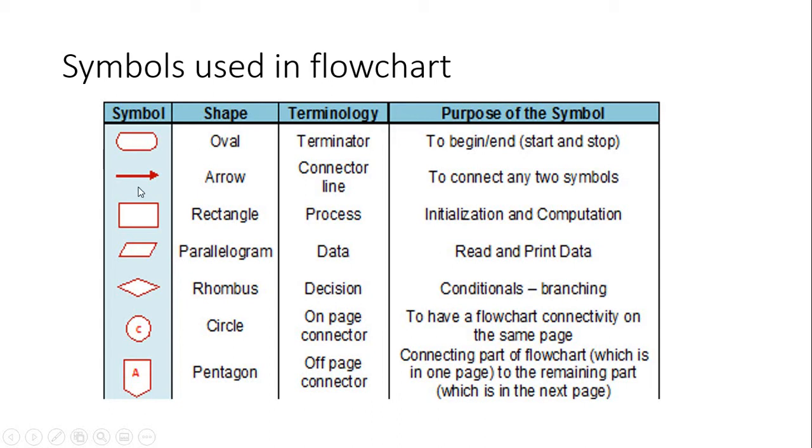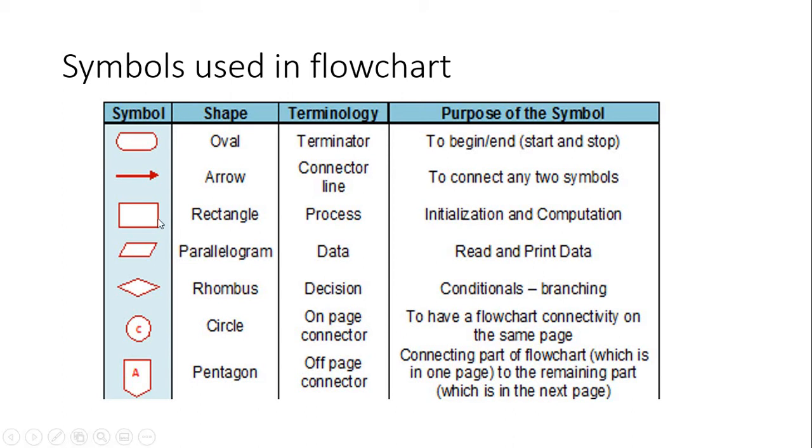The second symbol used in a flowchart is the arrow, which are the connector lines. These are used to connect any two symbols. The direction of the arrow also shows in which order the steps must be executed.